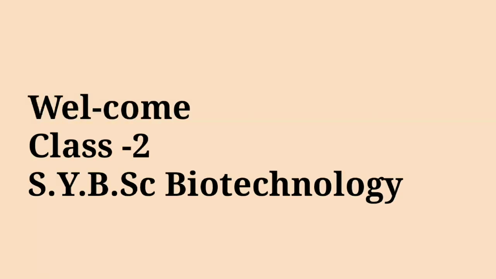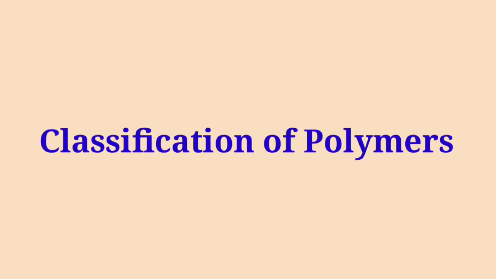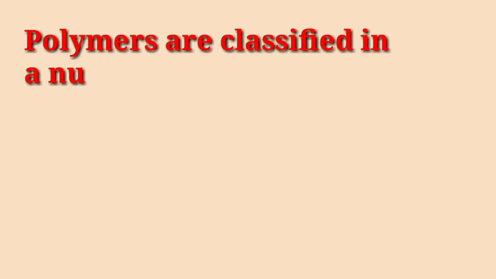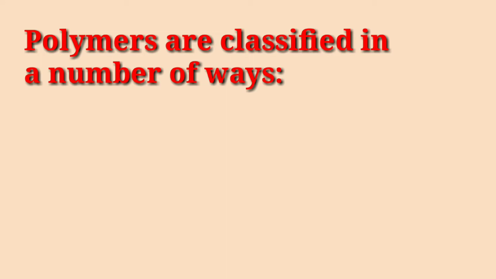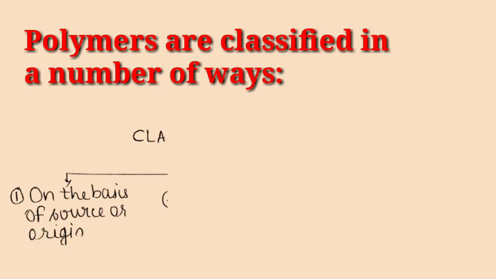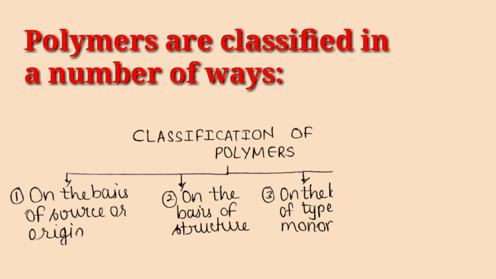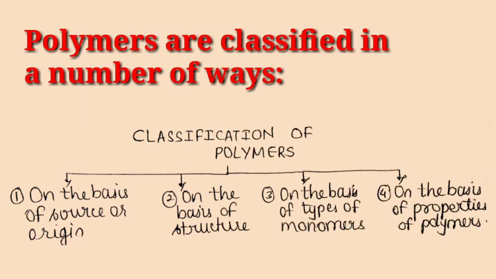In today's lecture, we are going to discuss classification of polymers. So let's get started. Students, polymers are classified in a number of ways. First is on the basis of source or origin. Second, on the basis of structure. Third, on the basis of types of monomers used. And fourth, on the basis of properties of polymers.